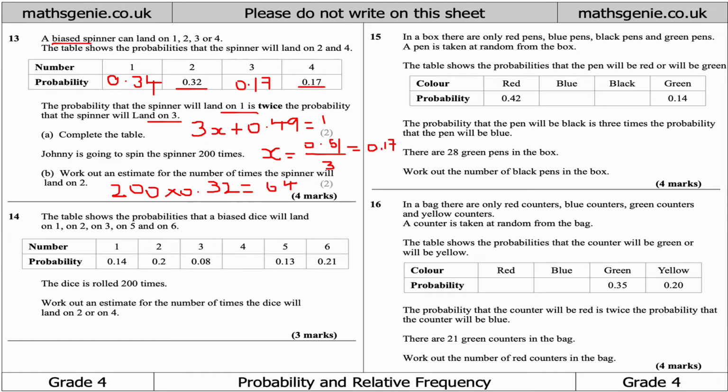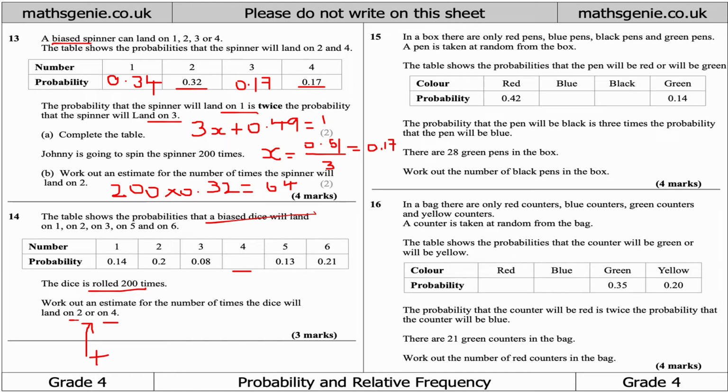This is question number 14, guys. The table shows probabilities that a biased dice will land on 1, 2, 3, 4, 5 and 6. The dice is rolled 200 times. Work out an estimate for the number of times it will land on a 2 or a 4. Now, the word or here means that I'm going to have to add the probability of 2 and 4 together. So the 4 we don't know, but we can work out, because probability has to add up to make 1.